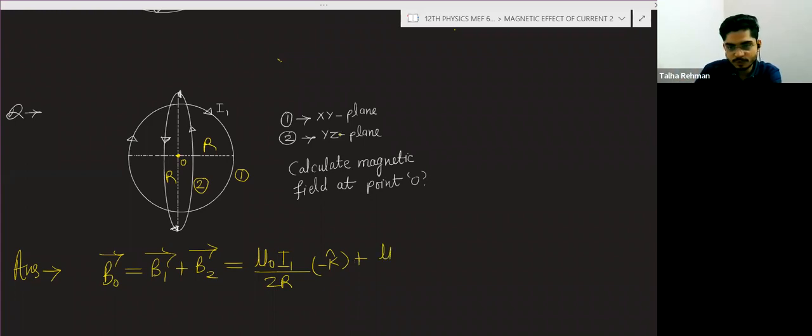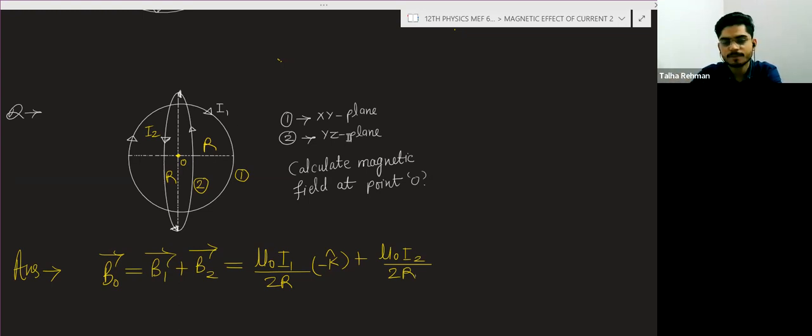So you will apply mu naught, and the current in this coil is I2. Mu naught I2 divided by 2R. And can anyone tell me the direction? Means positive x-axis or negative x-axis? I have already told you the direction. The direction of magnetic field at this center point due to this second coil, which is in the YZ plane, will be along the x-axis.